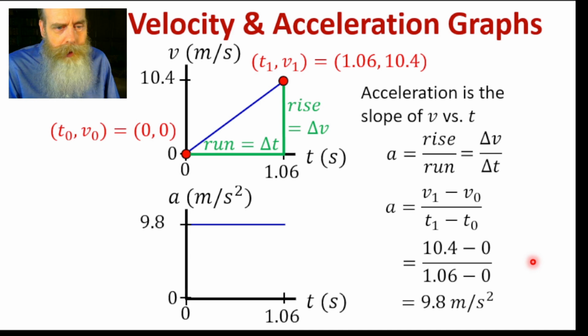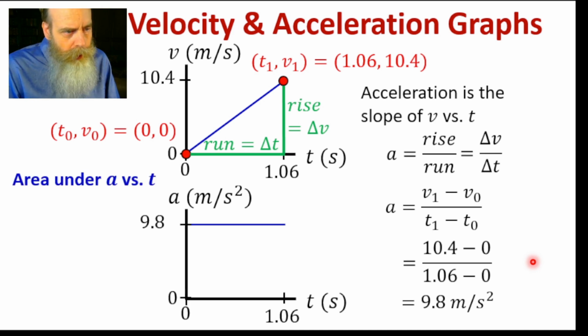Now here's a little aside for you. Let's look at the area under the graph of a versus t. When we say area under a graph, we mean the area between the graph and the time axis. If the acceleration is above the time axis, that's a positive area. If it's below the time axis, that's a negative area. This is above the time axis, so it's going to be a positive area. And we want to find the area of this shaded rectangle.